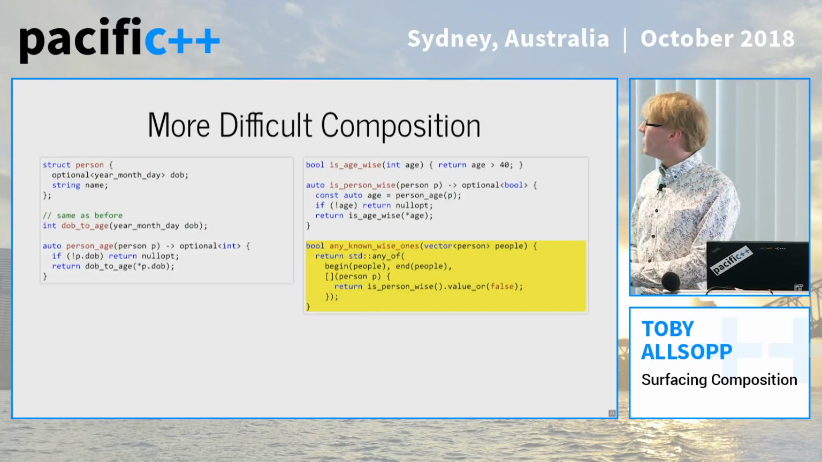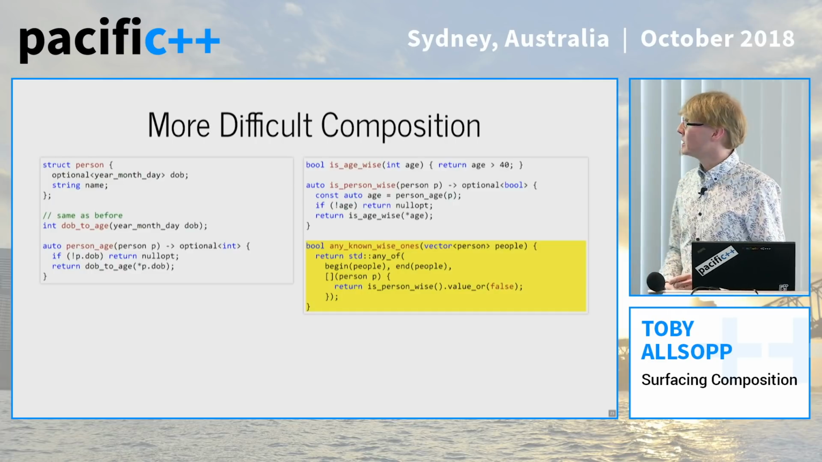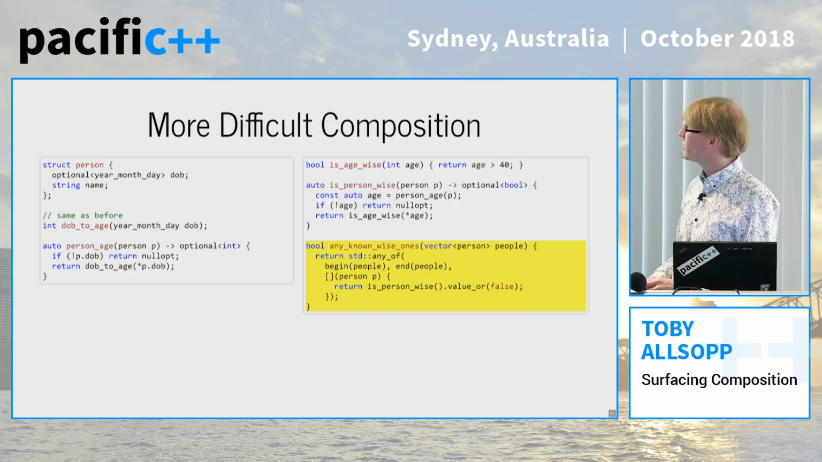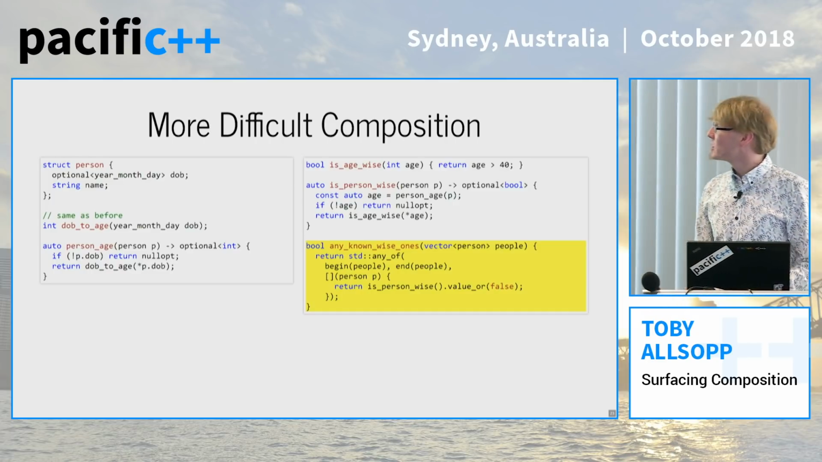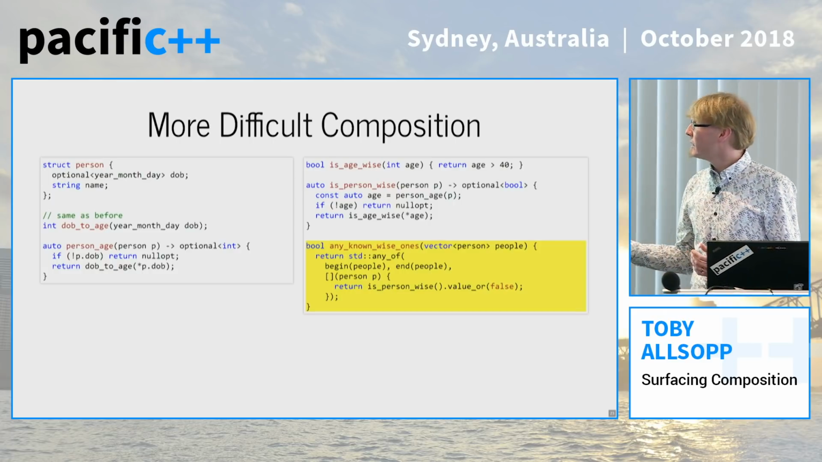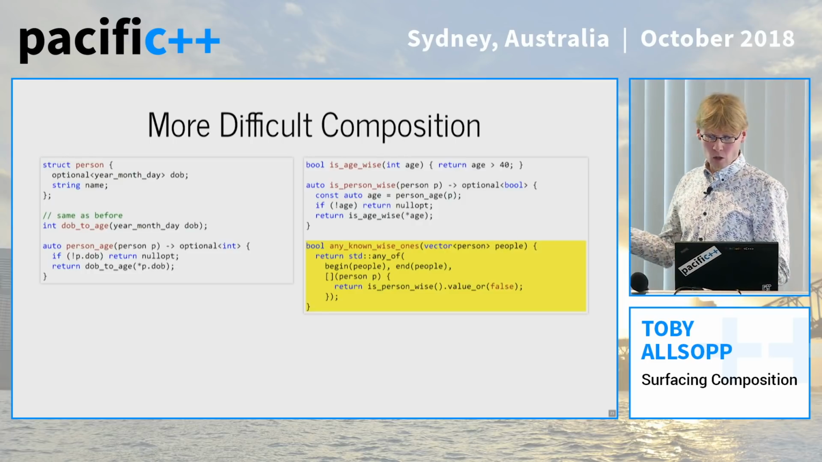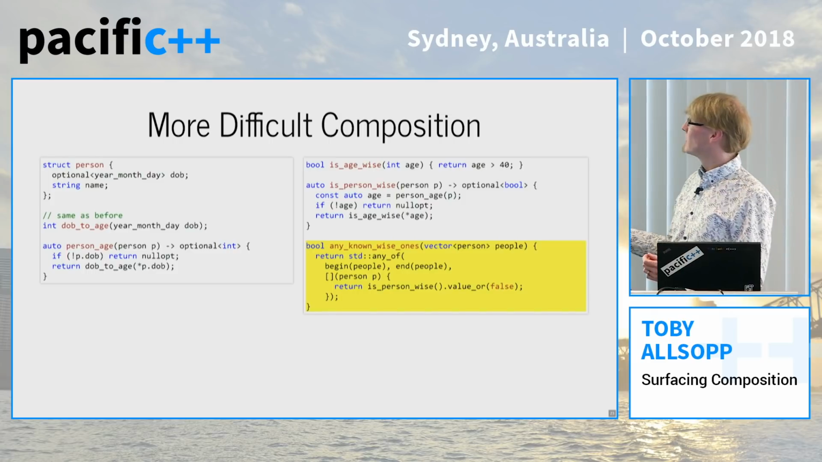All right. So now we had our function before called any wise ones. So I've renamed it to any known wise ones, just to make clear what the semantics are. So this takes a vector of people, returns us a Boolean, and it's going to return us whether there are any people in the vector who we know to be wise.